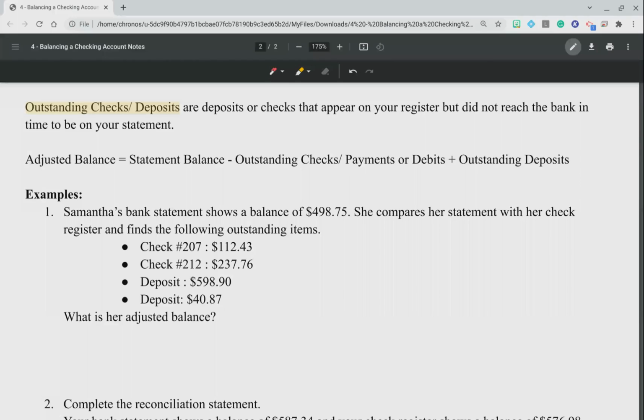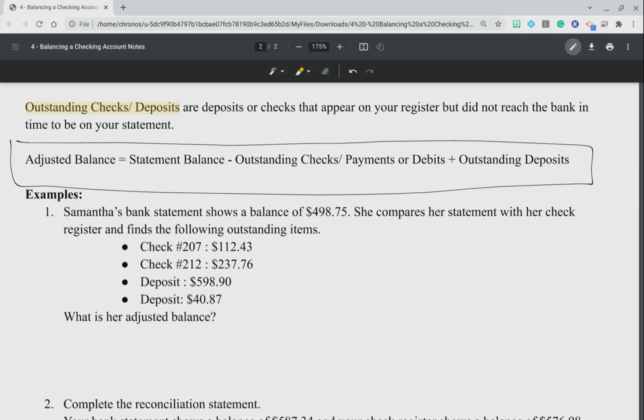Okay, so these usually have a box around them. I must have missed my box here. To find our adjusted balance, we are going to take the statement balance, subtract the outstanding checks or debit card purchases, and then add the outstanding deposits.